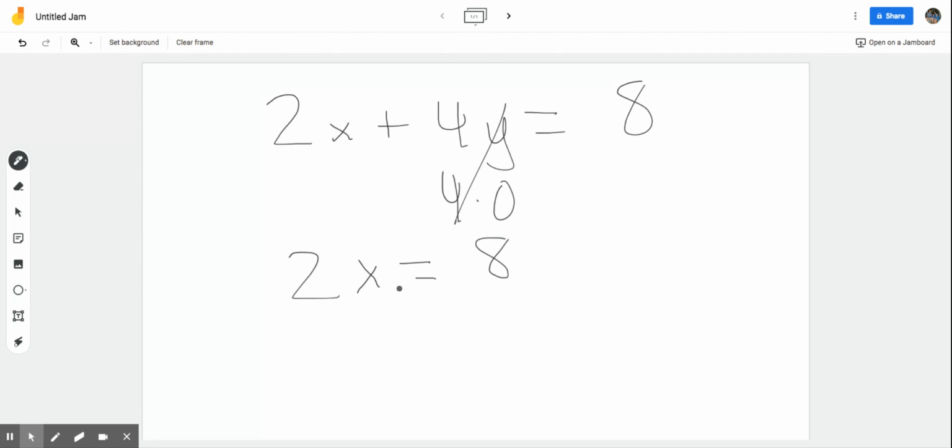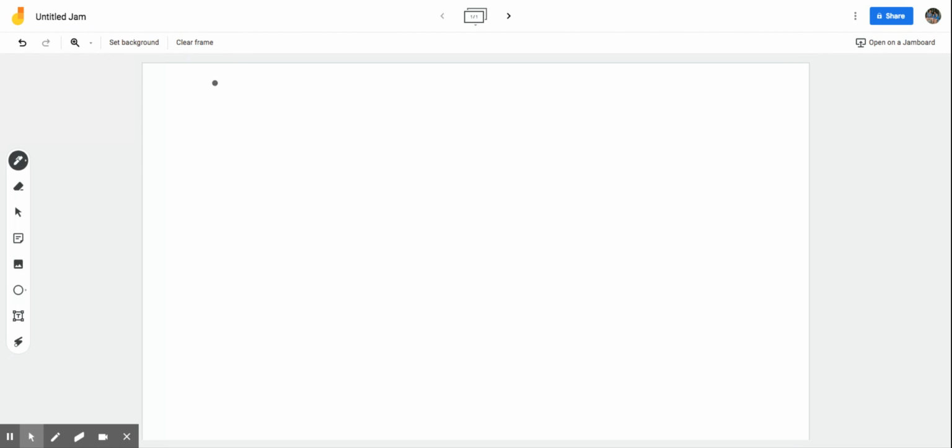Now I have a one-step equation, and I'm going to divide by 2, and that tells me that x is equal to 4. So if I'm solving for x, I'm making y equal to 0, and I turn it into a one-step equation. Now, I'm going to clear that for us. And so we said that x is equal to 4.